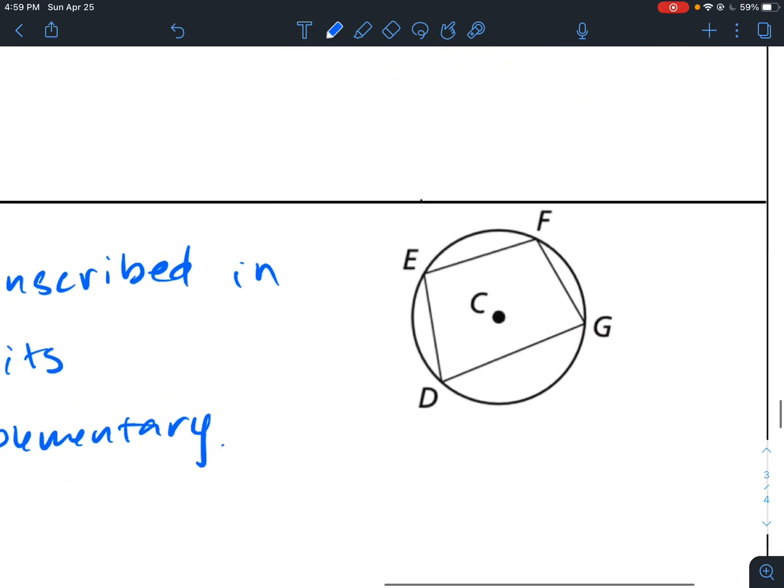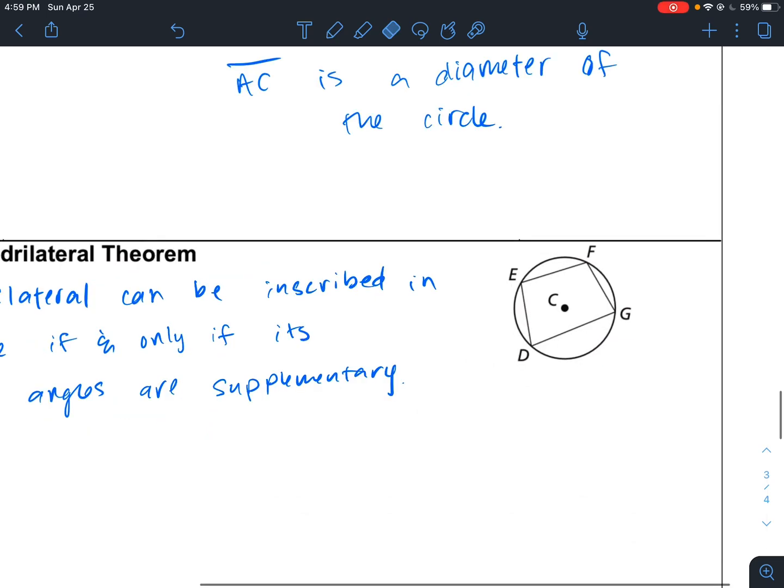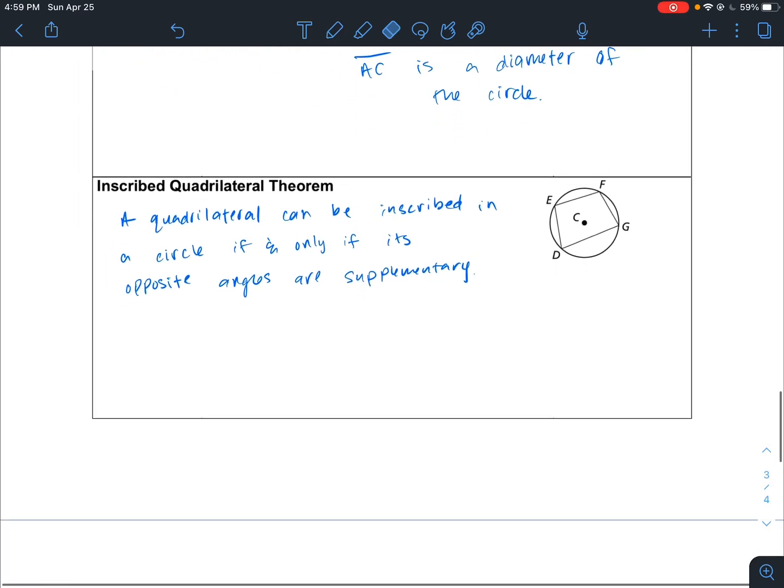So here in this circle, we have an inscribed polygon because all four vertices are on the circle. And what this means is that the opposite angles have to be supplementary. So angle D and angle F, if we add these together, they have to equal 180. And then angle E and angle G also have to add to equal 180 degrees.